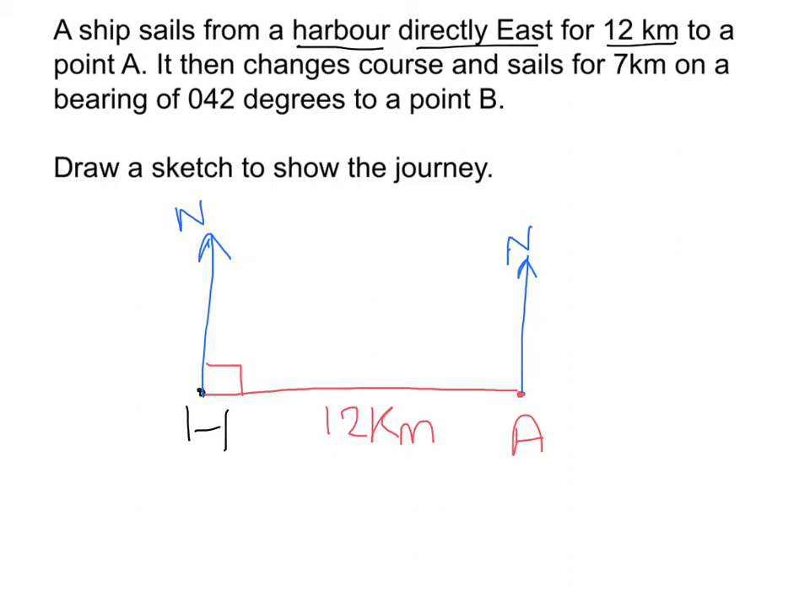Again, we're not going to measure it with a protractor because this isn't a scale diagram, this is just a rough sketch. 42 we know is less than 45, and 45 is a diagonal line halfway between 0 and 90. So 42 I'm just going to estimate is going to be about there. And I'll just do it a little bit shorter because this one's only 7 kilometres. And that's to a point called B. And that means that this angle in here was the angle that we estimated to be 42 degrees, clockwise from the north line.